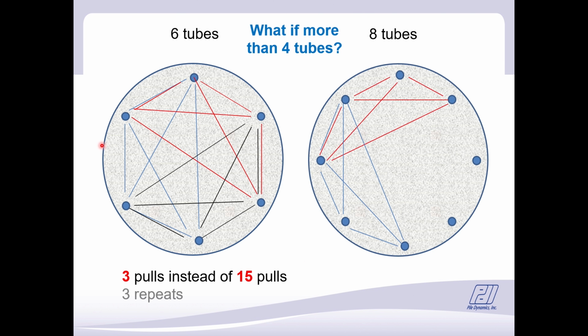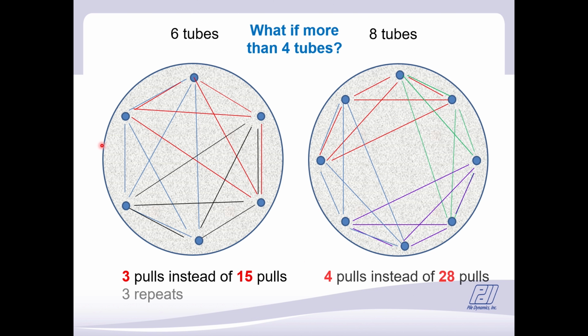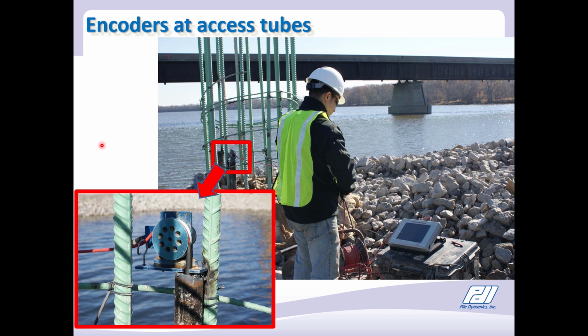And if we have 8 tubes, we can do the same thing. And with 4 pulls, instead of 28 paths, we can get more or less everything that we need. If you're worried about the ones exactly through the center of the shaft, 2 more pulls would give you all 28 paths with a few extra recordings. You can also put the encoders out at the access tubes and not worry about a tripod. That's probably less common, but very possible.